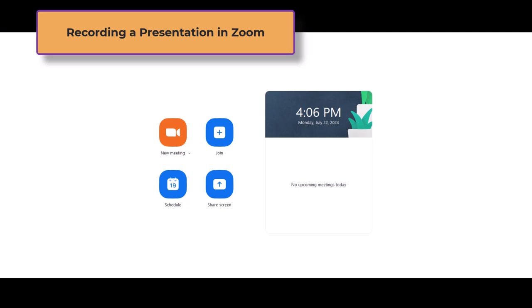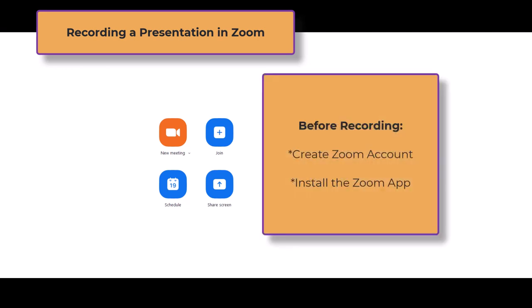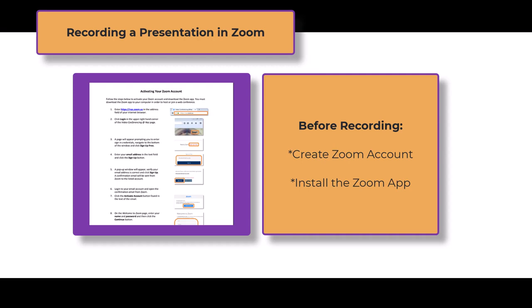To record your presentation using Zoom, first make sure you have created a Zoom account and installed the Zoom app to your computer. You can find those steps in the resource documentation called Activating Your Zoom Account.